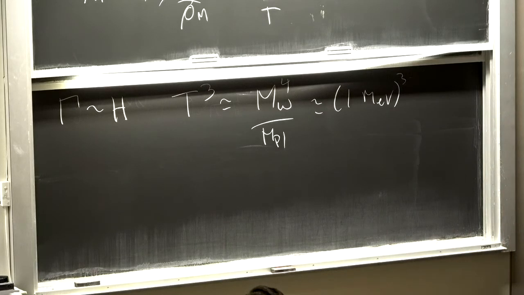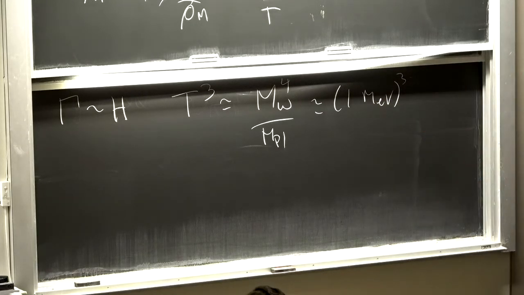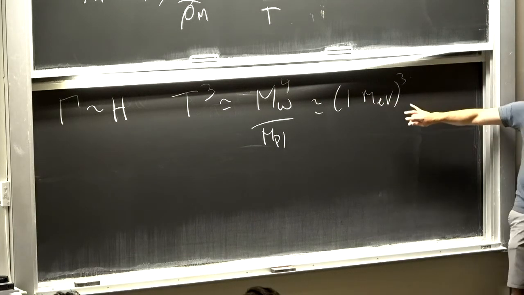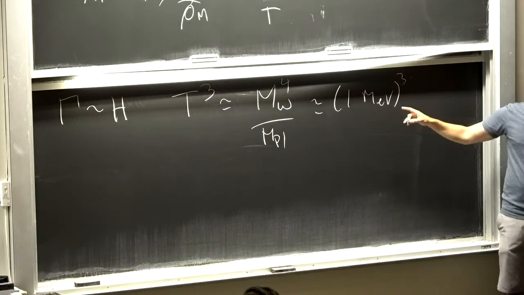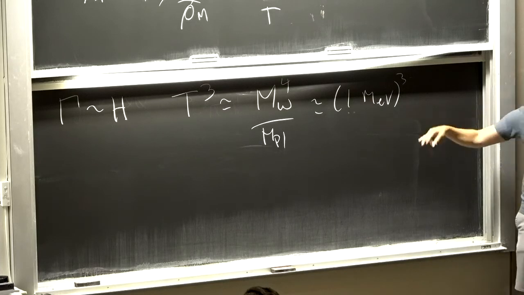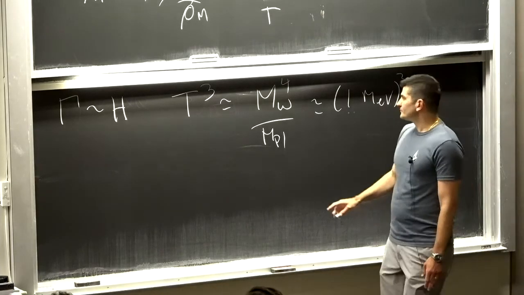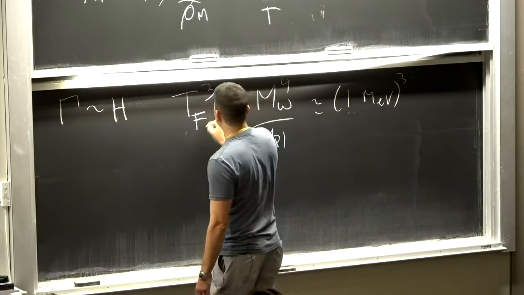Okay, so if you do these things in detail, the number is maybe 2 to 10. It kind of starts decoupling from the standard model somewhere between 1 and 10 MeV. The only critical thing is that this number is 1 MeV or slightly bigger. That will be important in a second. So we'll call this the freeze-out temperature for neutrinos.